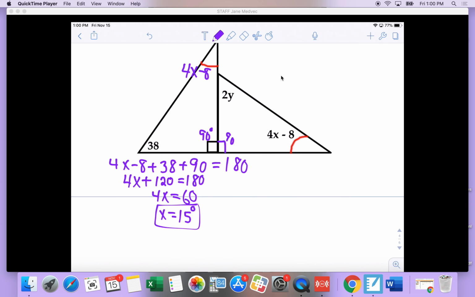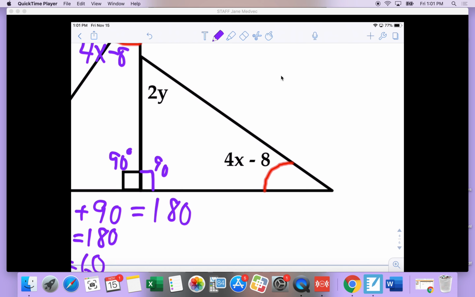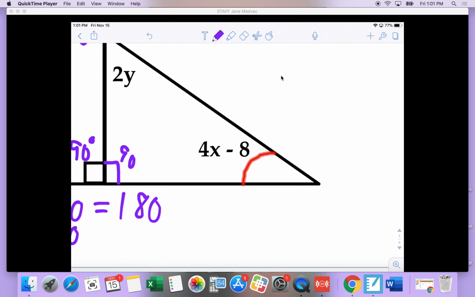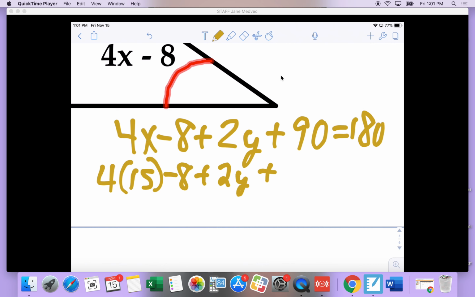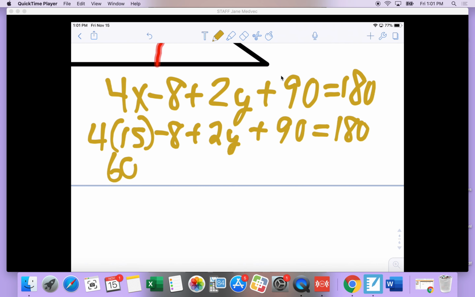You can do 4x minus 8 plus 2y plus 90 equals 180 and then substitute the 15 in here. Very good. Yeah, absolutely. So what she's saying is I can take my 4x minus 8 plus my 2y plus 90 equals 180. And then she said, I know what x is because I solved it down here, and I'm going to put in 15. So 4 times 15 minus 8 plus 2y plus 90 equals 180. Okay, I get 60 minus 8 plus 2y plus 90 equals 180.